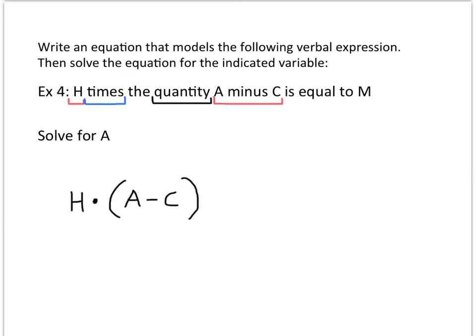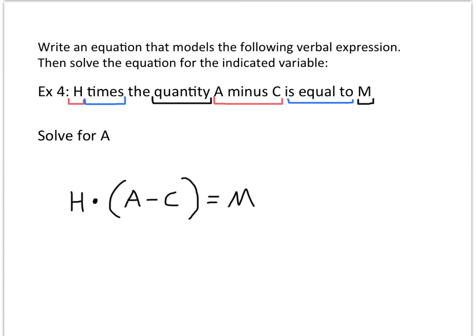And what's happening with this? Well, it is equal to, or in other words, an equal sign. And what is it equal to? Looks like it's equal to m. So I can write this, and here's our equation.